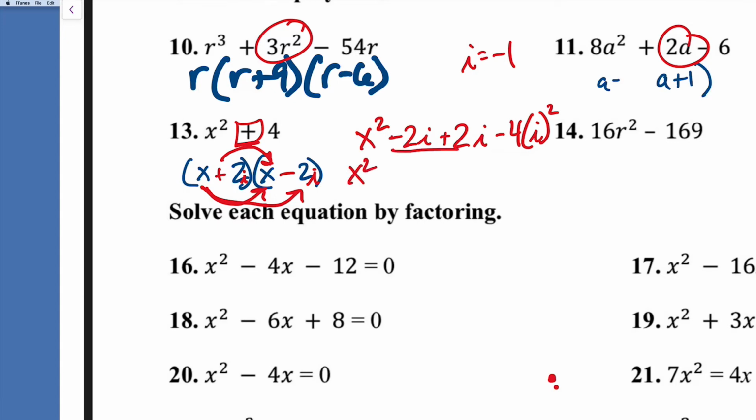So these here cancel out, right? And you end up with -4 times -1, which equals x squared plus 4. That was a really good one.